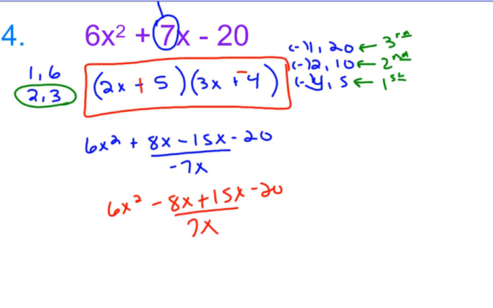Had that not worked, I would have crossed out 4 and 5 and started working on 2 and 10. And then remember, 2 and 3 was my guess. It could have been 1 and 6. So if all 3 of these didn't work, I would do the whole process again with 1 and 6.